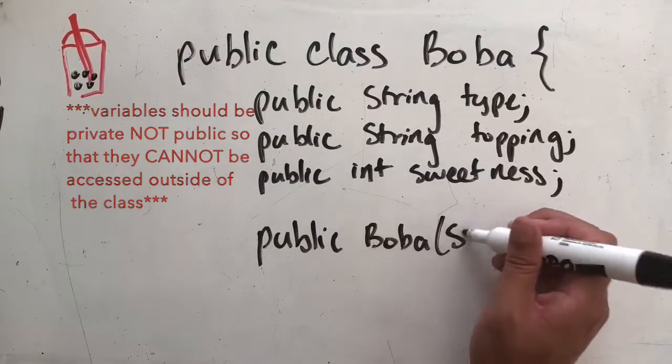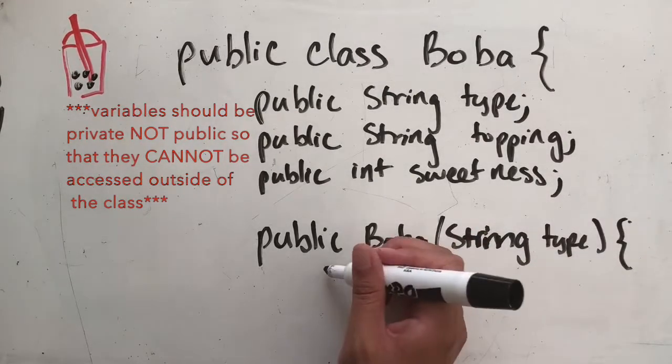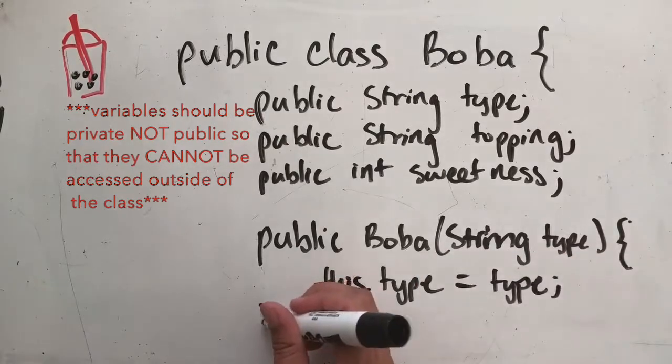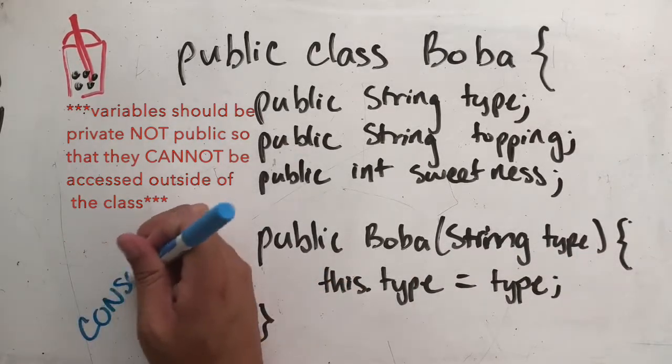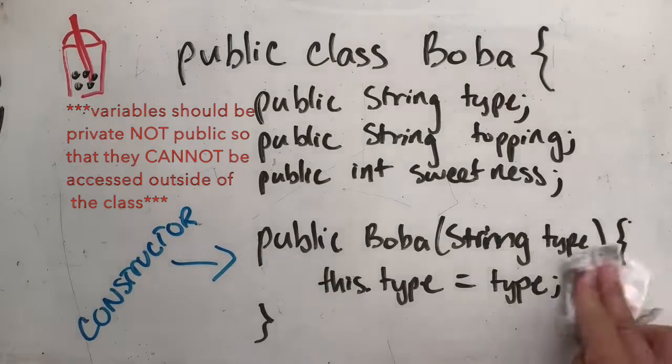In this class, we're going to take in the string type as the argument for the constructor. The this.type refers to the type variable, and setting it equal to type sets the variable equal to the argument that we just brought in. This constructor is necessary, and we're going to use it when we create an actual boba object.